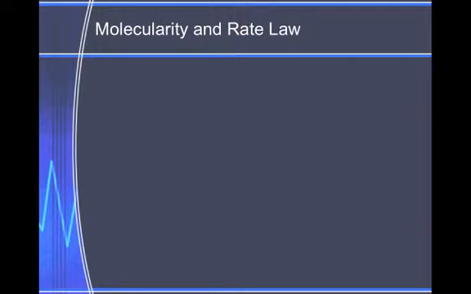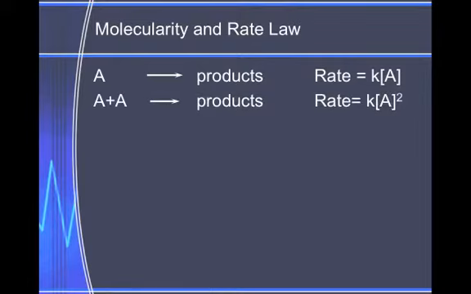Let's look at molecularity and rate law. When you're given a rate law, you can determine the molecularity of that step. So for A to turn into products, if it's just one molecule, then we would write its rate as K times A. This is a unimolecular step. U-N-I, unimolecular.